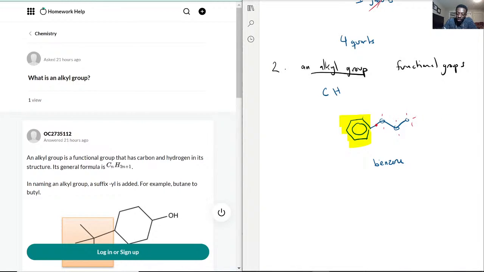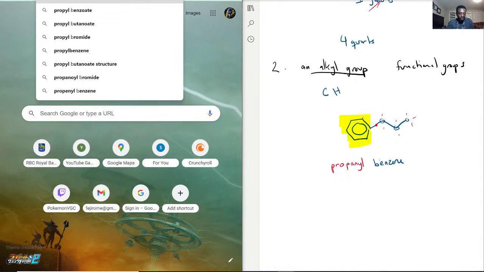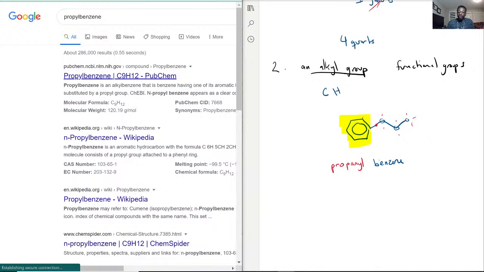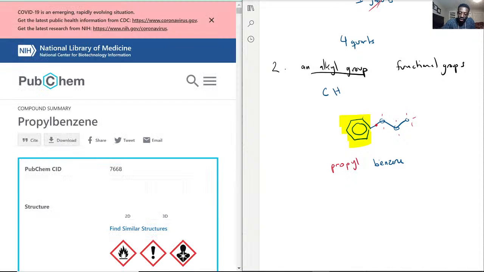The point being that this carbon group, because there are 3 carbons, would actually be propyl benzene. Actually, if we search it up here, oh, I added too many parts. So propyl benzene, not propanil. It's important to know that a 3-carbon chain is propane, so it's important to know where it drops off. This ANE gets canceled out and replaced with a YL, which is what alkyl groups are.